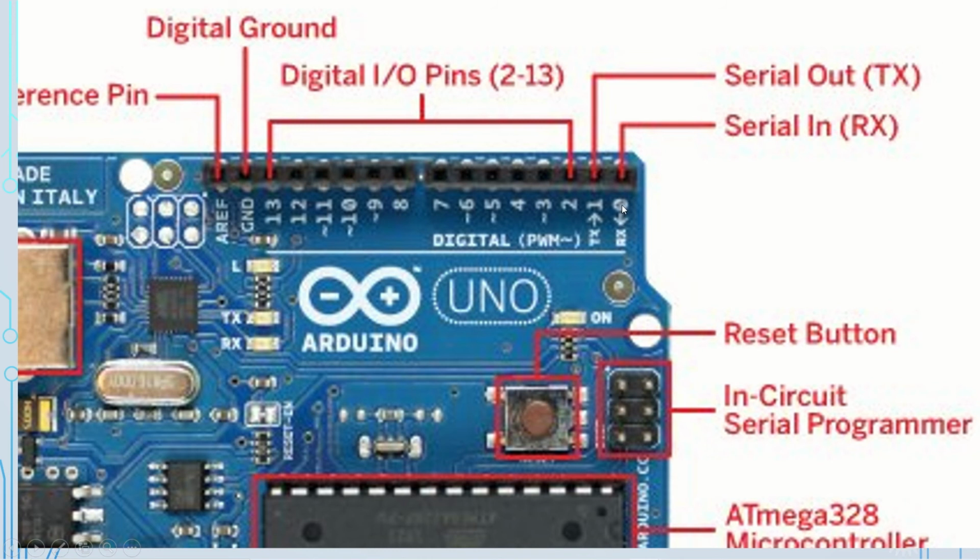This is 0. From 0, 1, 2, 3, 4, 5, 6, 7, 8, 9, 10, 11, 12, 13. So 0 to 13 means you have 14 pins. These 14 pins are the digital pins. Digital pins means you can give a digital signal; they are input output pins. Digital input output pins means you can give a digital signal as an input, or you can get the output also digital.